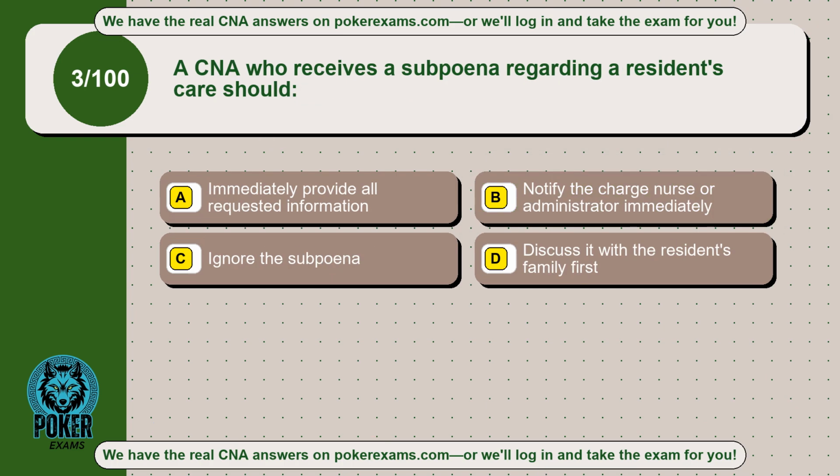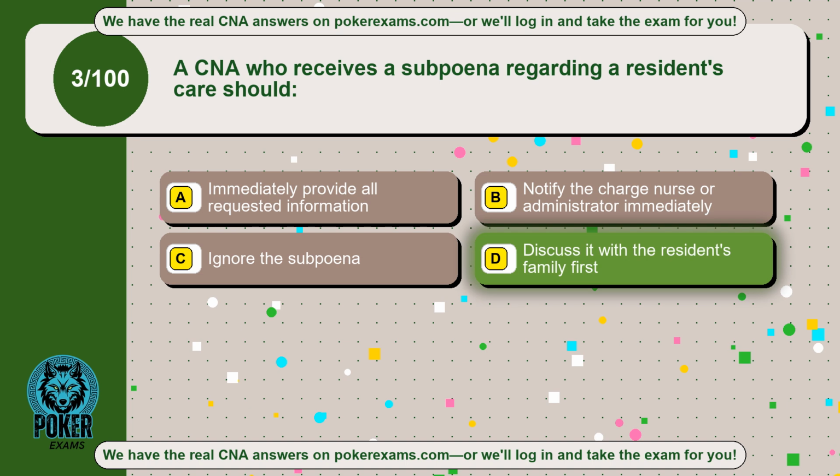Question 3. A CNA who receives a subpoena regarding a resident's care should: Option A, immediately provide all requested information. Option B, notify the charge nurse or administrator immediately. Option C, ignore the subpoena. Option D, discuss it with the resident's family first. The correct answer is option D, discuss it with the resident's family first.